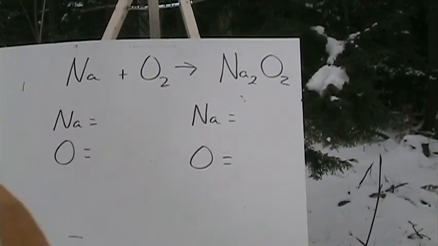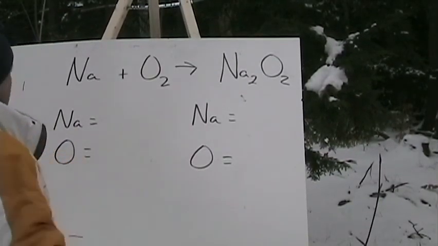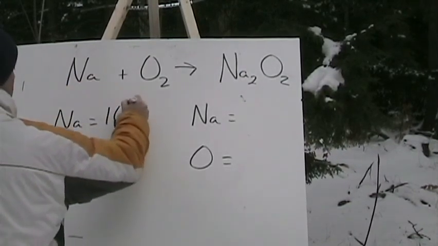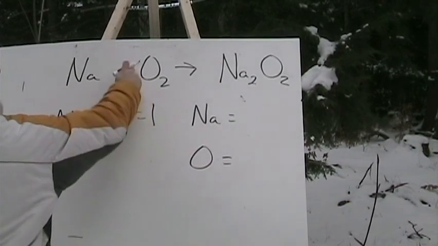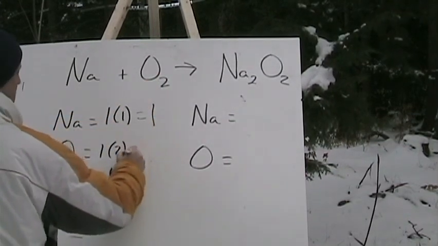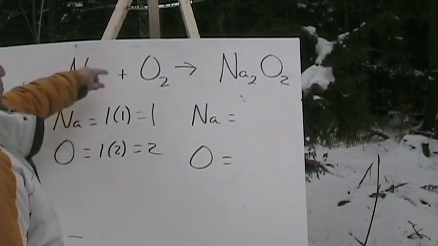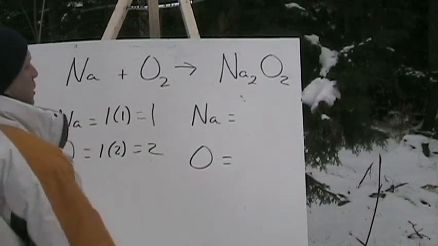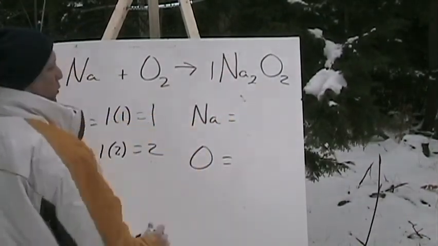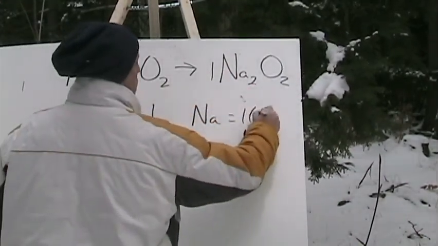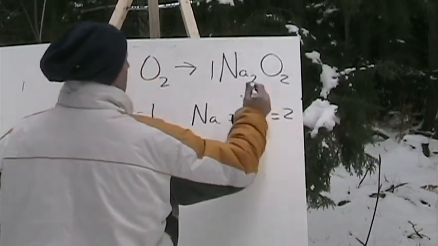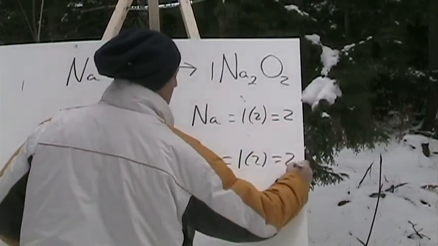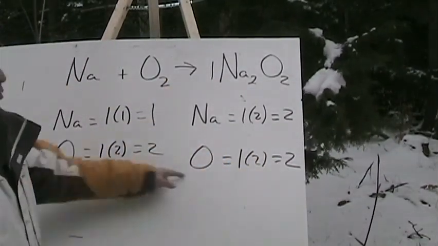Our next one. Na. 1 times 1 is 1. Oxygens. 1 times 2 is 2. Remember, oxygen, coefficient times a subscript. Coefficient of 1 times 2 equals 2. Coefficient of 1 is not written, it stands for 1. 1 times 2 is 2. And then what we got is 1 times 2 over here equals 2 again. So, we have 2 oxygens.